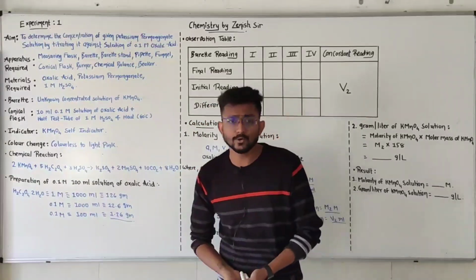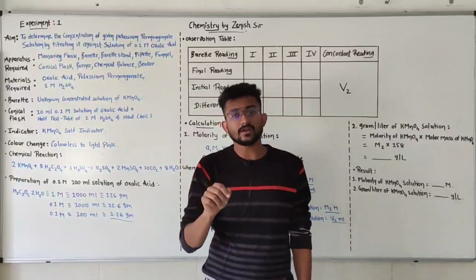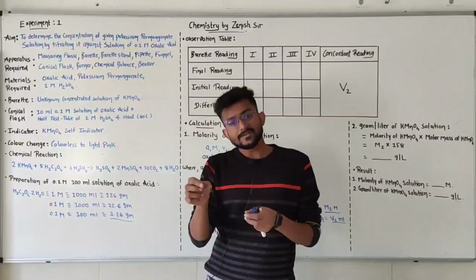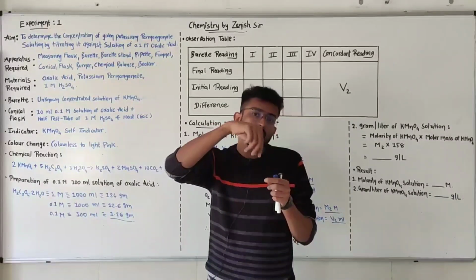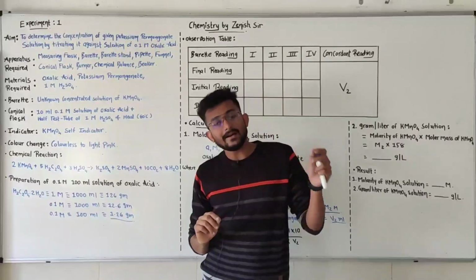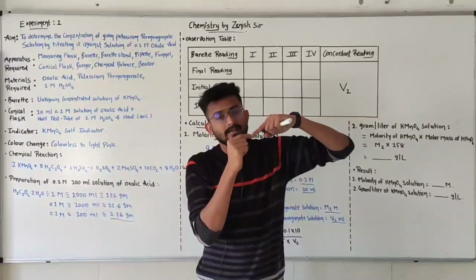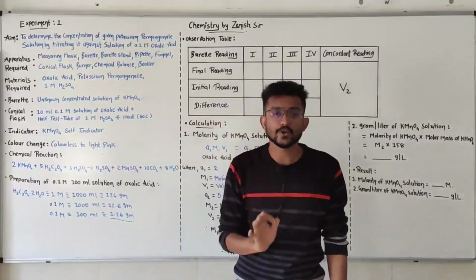So now what we will do? We will use a chemical balance. We will measure exactly 1.26 gram of oxalic acid. We will transfer it into a flask. We will dissolve it with some water, and after that we will add more water and make it up to the 100 ml mark, and that would be our 100 ml 0.1 molar oxalic acid solution.